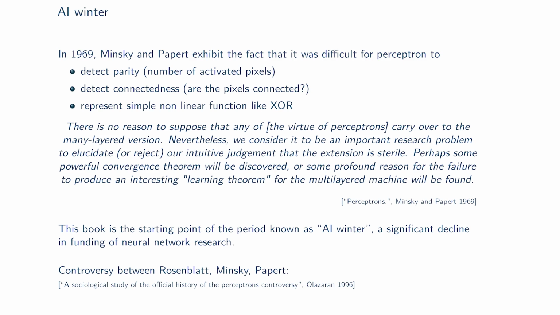This is a quote from the book Perceptrons, written by Minsky and Papert in 1969. This book is one of the starting points of the first AI winter. The controversy between Rosenblatt, who created the perceptron algorithm, and Minsky and Papert is rather famous in AI history. This controversy is representative of two trends in AI, connectionism and symbolic AI.